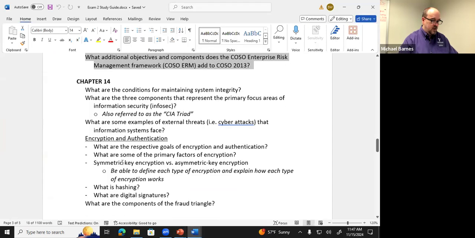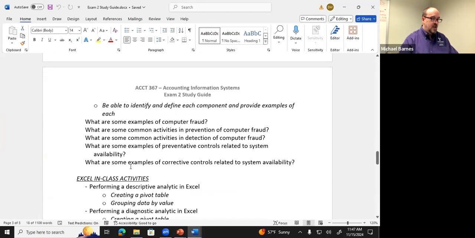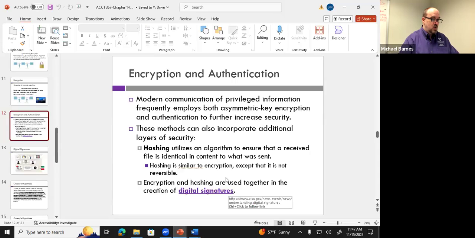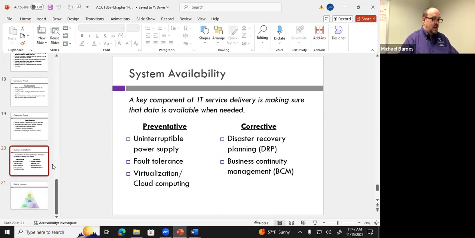Also, I guess I should probably go back to check slide 40. Examples of preventive controls related to system availability and corrective controls related to system availability. All I'm going to tell you on this one is go to the next to last slide, which is slide number 20. Make sure you know these, okay? Make sure you know what these are. So know the names of them and what they each represent and whether they're preventive or corrective controls.